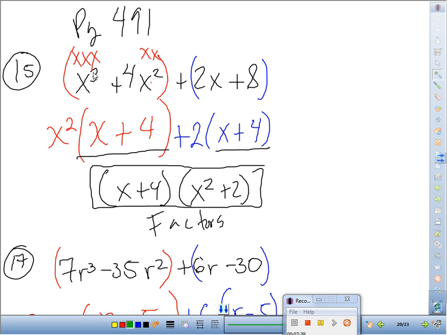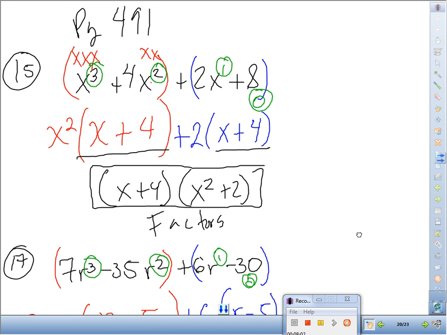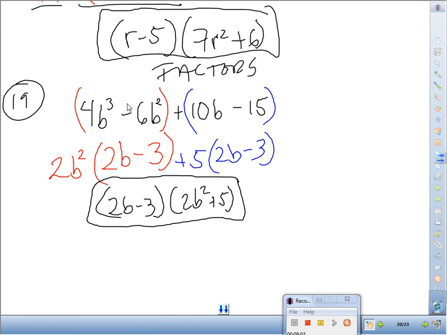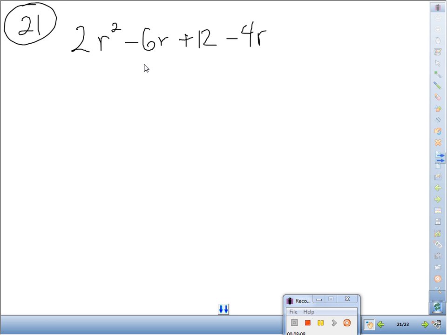So let's see. Look at this one. 3, 2, 1, 0. Look at this one. 3, 2, 1, 0. Okay. Let's see, 19. 3, 2, 1, 0. Okay. Look at 21. What do you guys notice? 2, 1, 0, 1. Is it in standard form? No. Let's make a note for ourselves for this one.